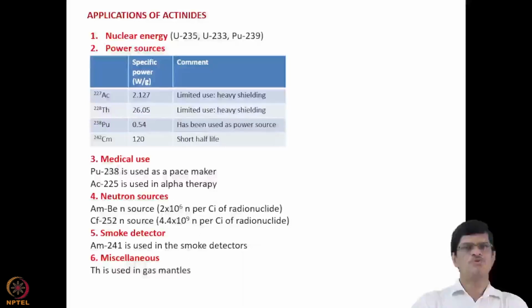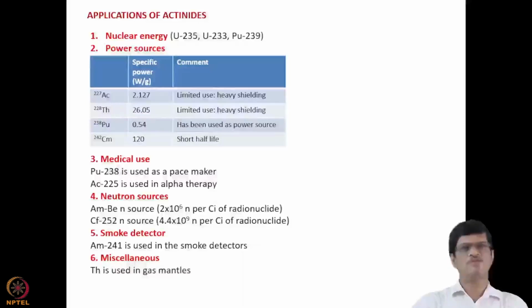Actinides are also used as neutron sources. There are examples like americium-beryllium, which is used as a neutron source, giving 2 times 10 to the power 6 neutrons per curie of the radionuclide. There are also examples of a plutonium-beryllium source being used for neutron generation. Californium-252 undergoes spontaneous fission and gives neutrons, at 4.4 times 10 to the power 9 neutrons per curie of the radionuclide.